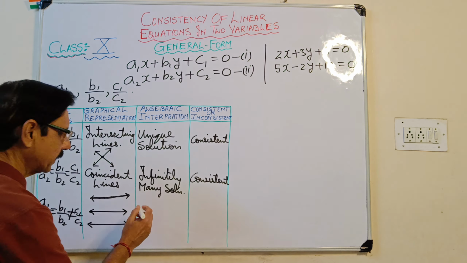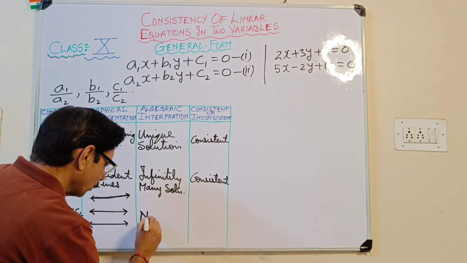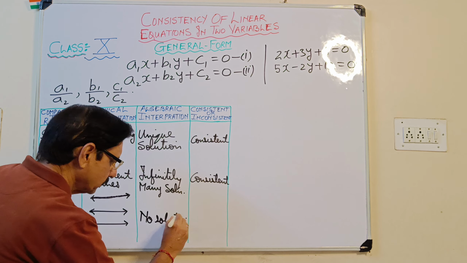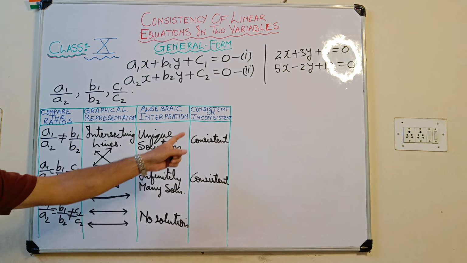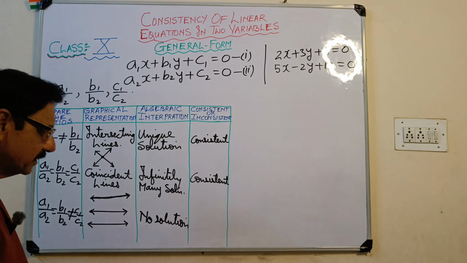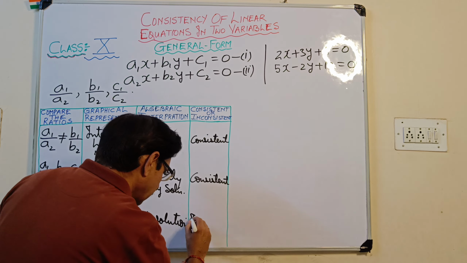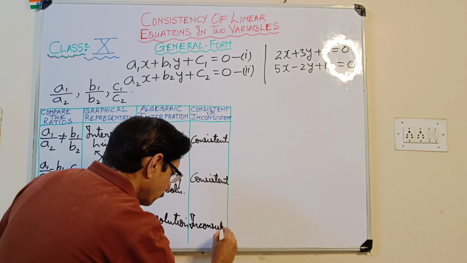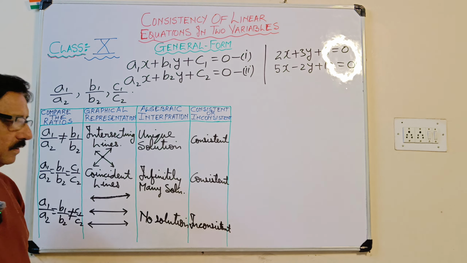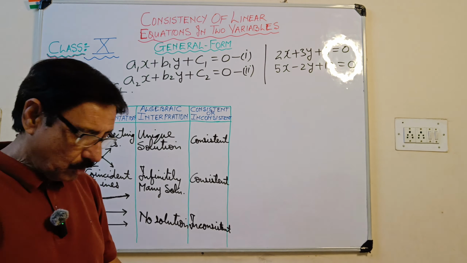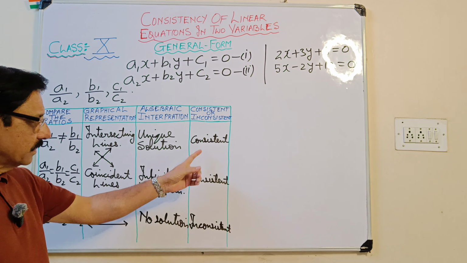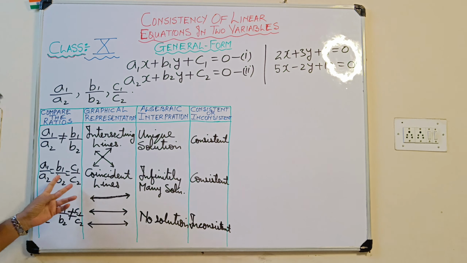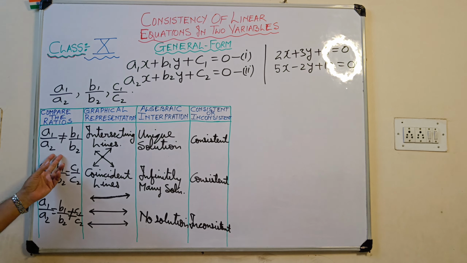So in algebraic interpretation, what can we say? No solution. And since no solution is there, it is inconsistent. When solution is not there, it is inconsistent. Clear? So consistent only when the solution is there. Solution is there only in two cases. How will you check it?